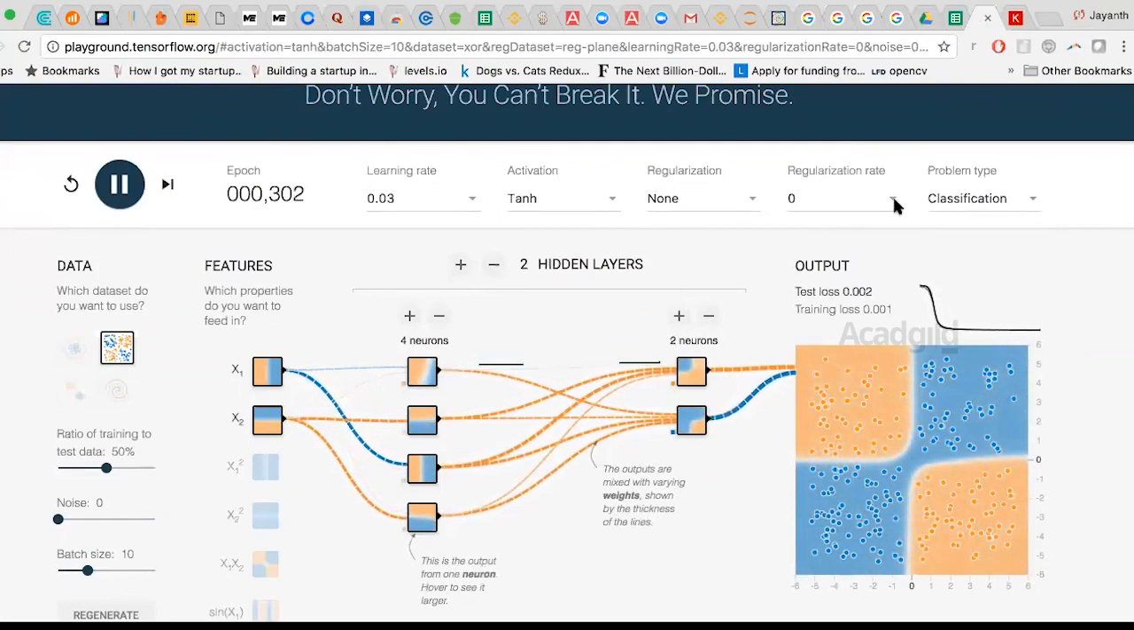Regularization, in this tool particularly, I think they mean something similar to the regularization parameter we have in our regression. It's trying to make sure that we have as simple a function as possible.